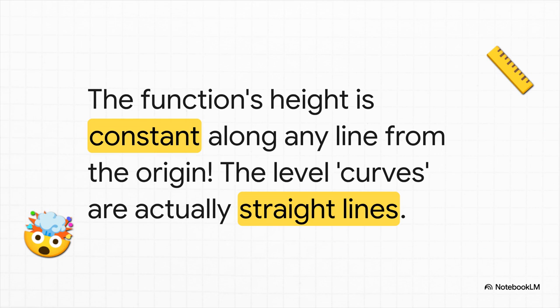It means that for any straight line you draw out from the center, the height of our surface is the same all along that line. So our level curves, they aren't even curves. They're just straight lines shooting out from the origin. How wild is that? We never would have guessed that just by staring at the formula.